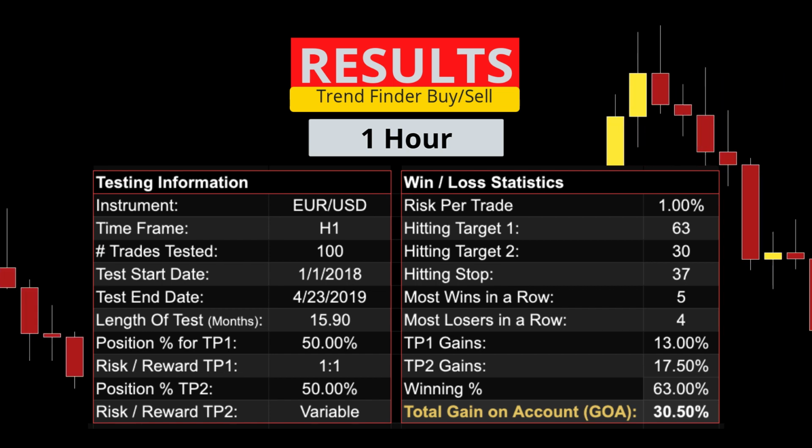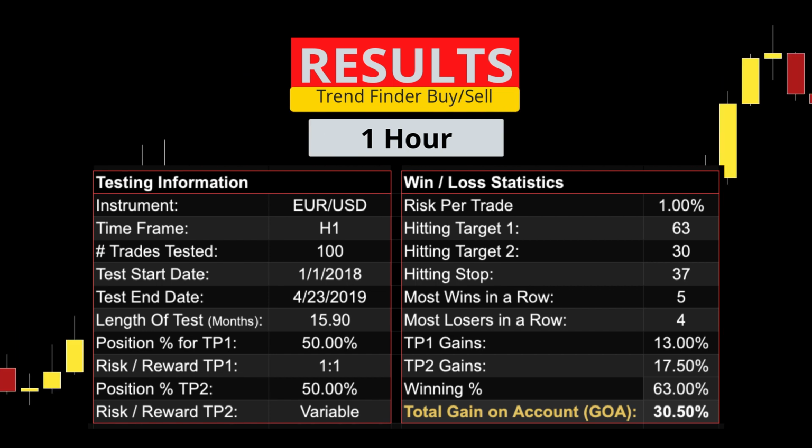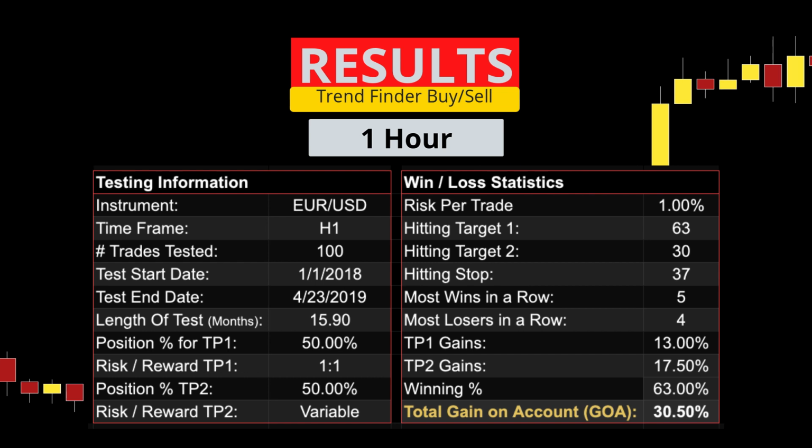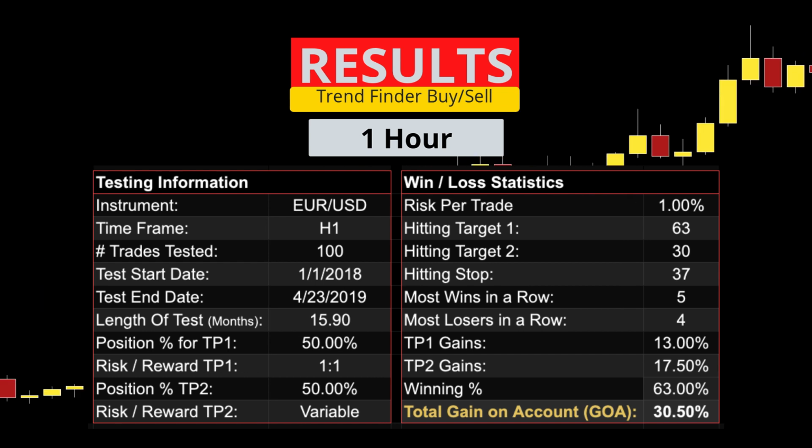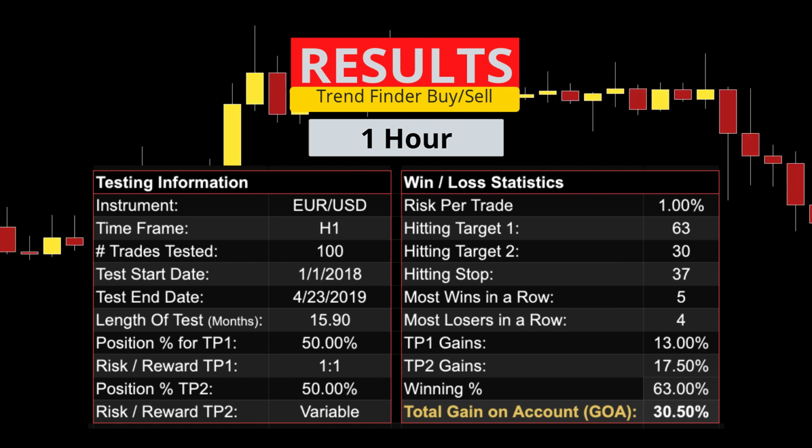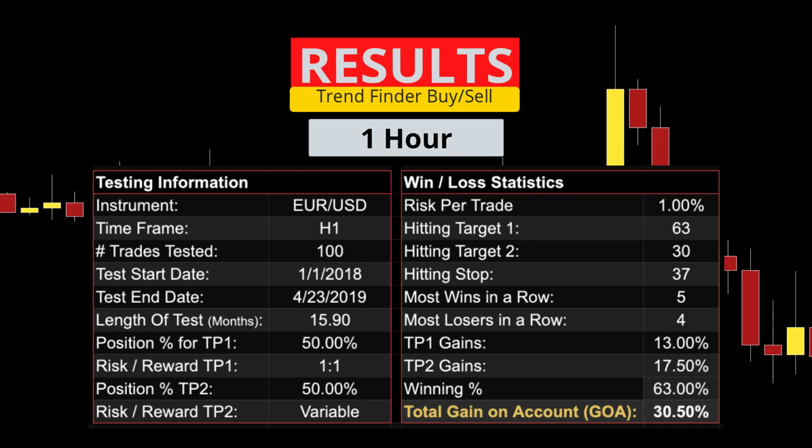It took almost 16 months to find the 100 trades. Most wins in a row was 5, most losses in a row was 4, and the winning percentage was 63%. The total gain on account, if you took all the trades risking 1% per trade, would have been 30.5%.